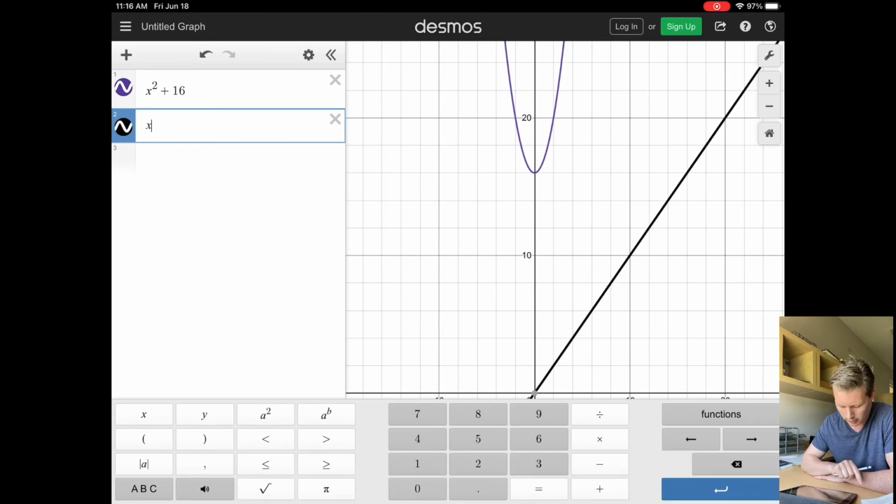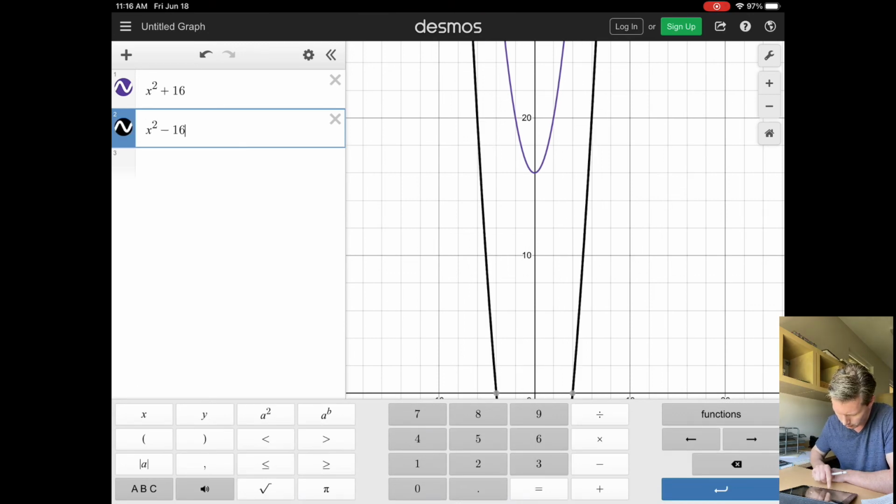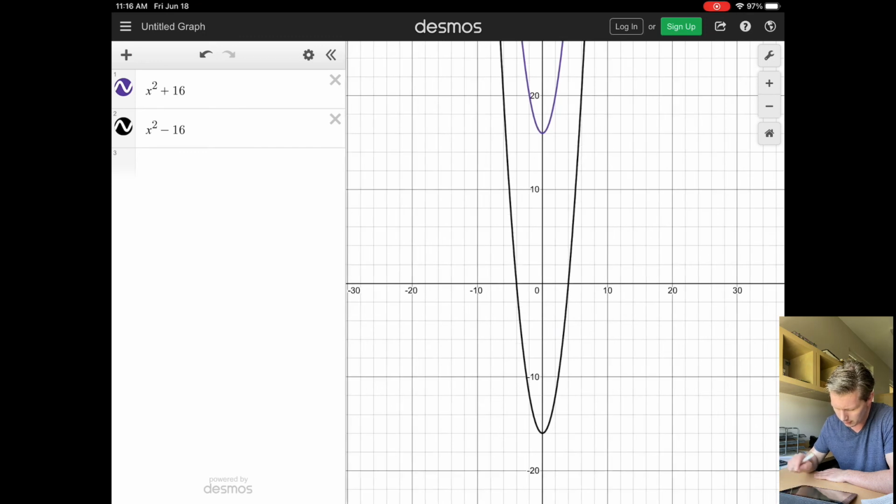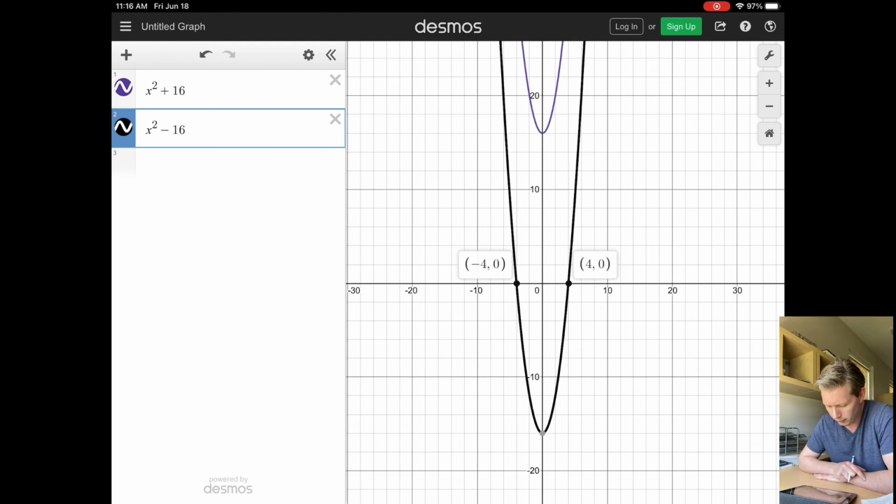Contrast that with x squared minus 16, which is down here. Sure enough, the two roots of the equation are negative 4 and 4. Those are the two values for which x squared minus 16 is equal to 0. Any values between negative 4 and 4 make x squared minus 16 negative, and so those are out. I need to be to the left of negative 4 and to the right of positive 4. That's the difference between these two functions.